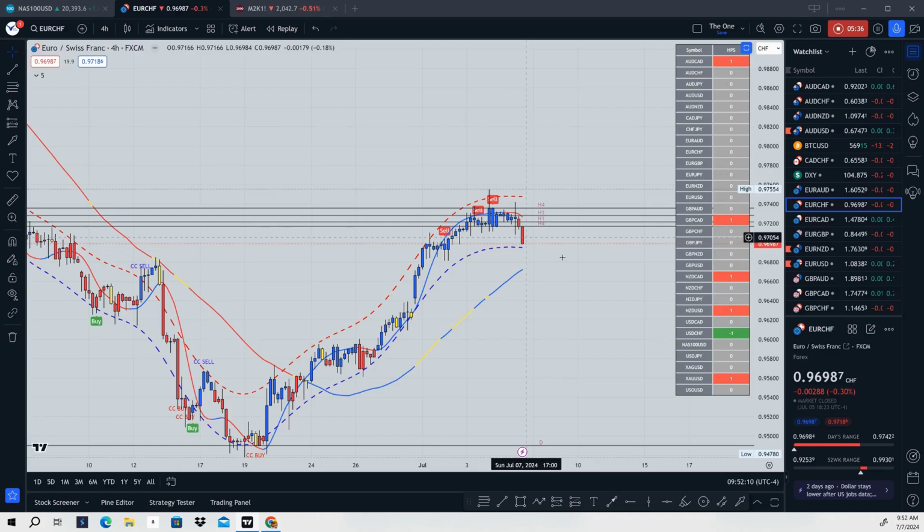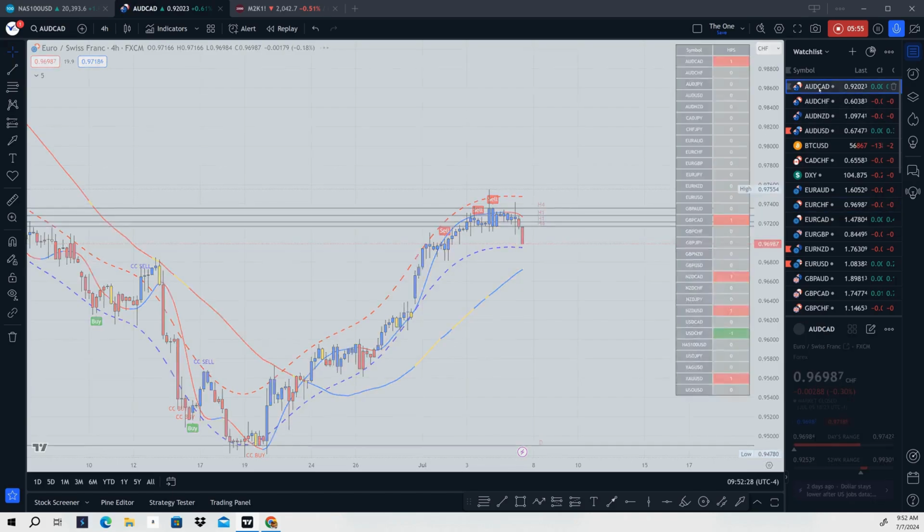And once that happens, we will have another opportunity to sell Euro CHF. Okay. Now let's take a look at something on the scanner here. I want to show you guys with the cheat code. On the scanner, we have AUD CAD on the 4 hour time frame. It's telling us to sell. So let's go take a look at AUD CAD.